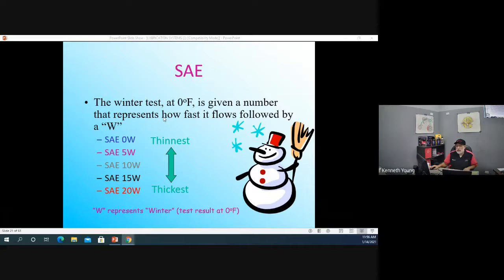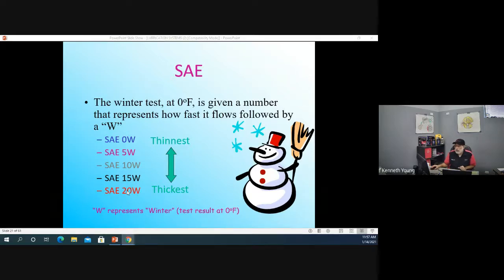So when they do the winter test, in fact, we're getting ready to do the test on the board in a couple of minutes here. When they do the winter test, the oil is basically poured into a viscous meter, and that viscous meter can tell and calculate how much oil is flowing at a certain time. And if it's giving the W, it is a cold rated oil. So you'll see numbers like 0, 5, 10, 15, 20. And they'll have the W after it, simply meaning the oil was tested for winter use.